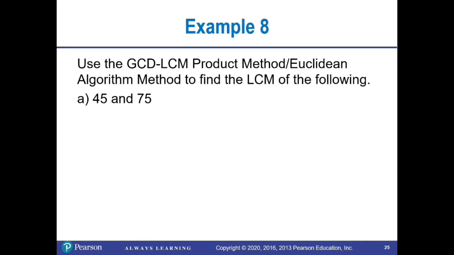Let's look at an example. Suppose we want to use our Euclidean algorithm method, or you might see it called the GCD-LCM product method, to find the LCM of 45 and 75. Our first step is going to be to use the Euclidean algorithm to find the GCD.